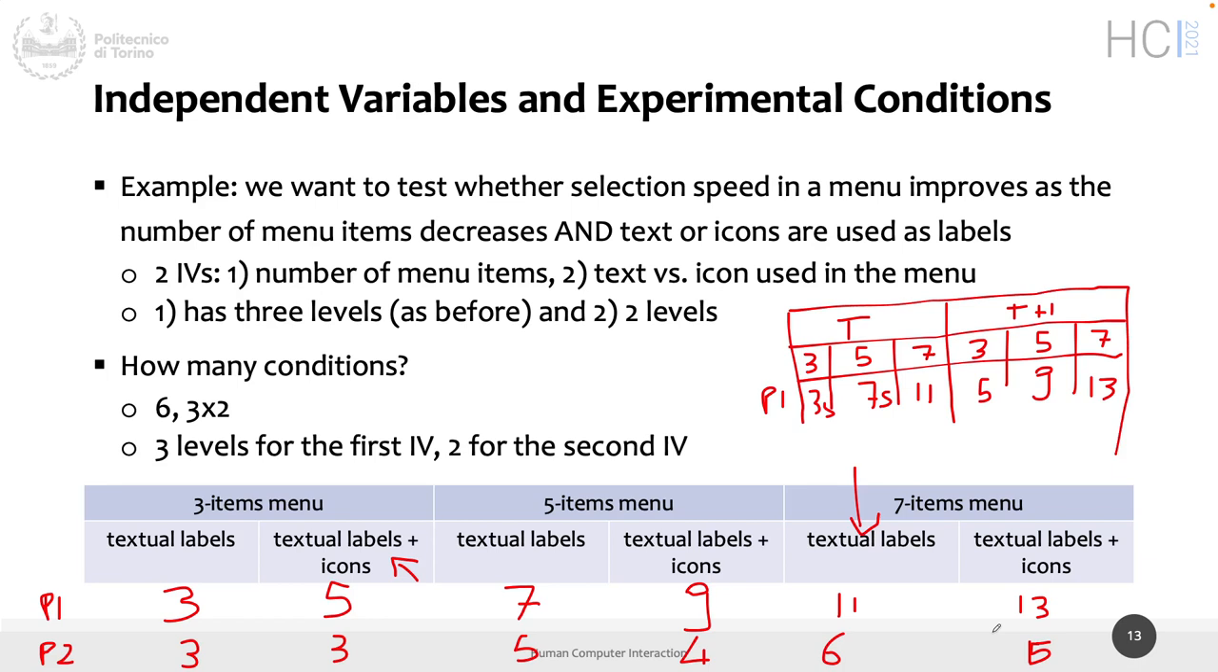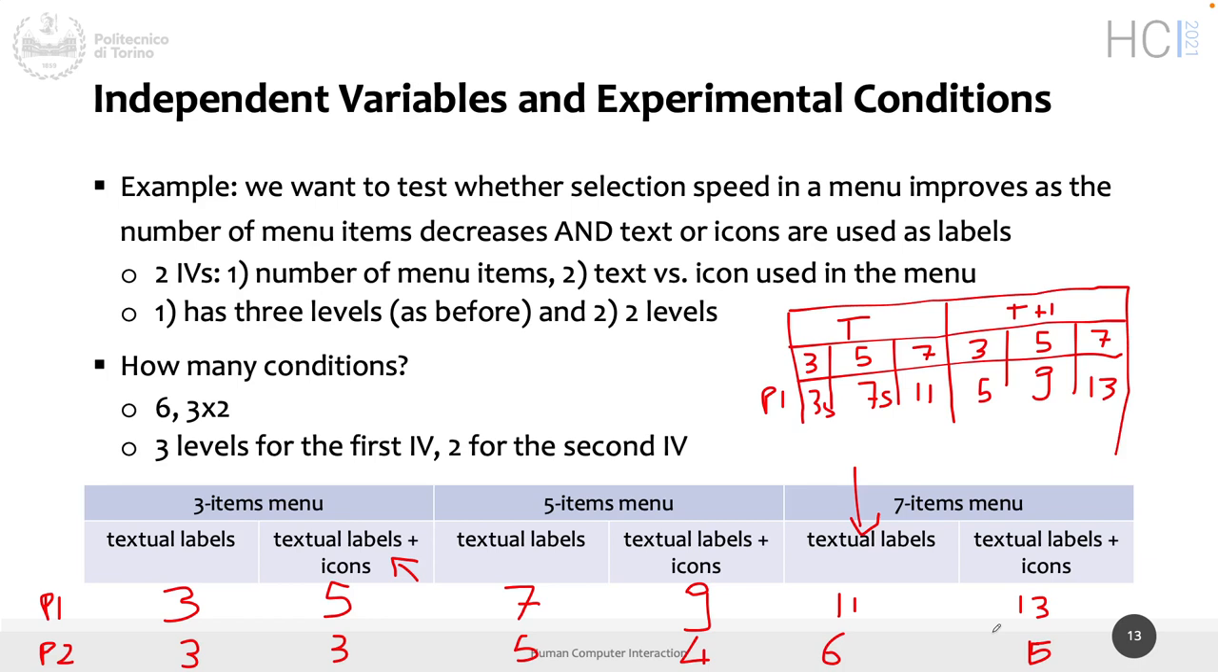We want to test whether selection speed in a menu improves as the number of menu items decreases, and that, and these other things. We can write "and," right? We can specify multiple conditions, in this case multiple restrictions, adding things.